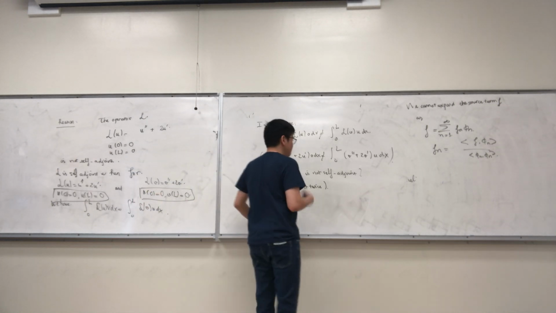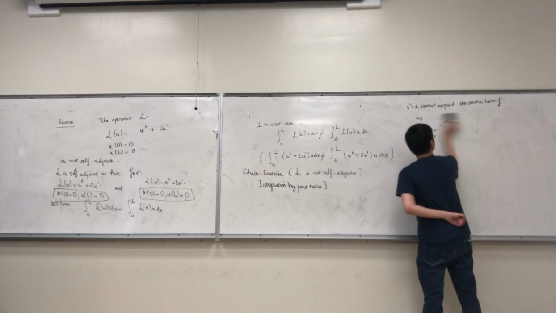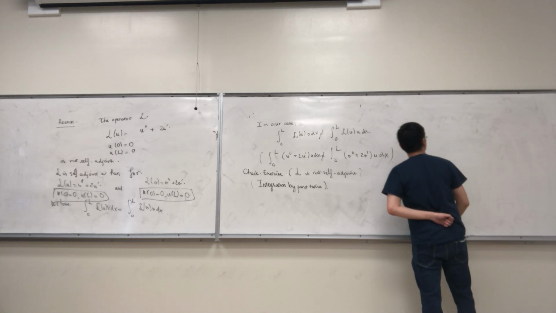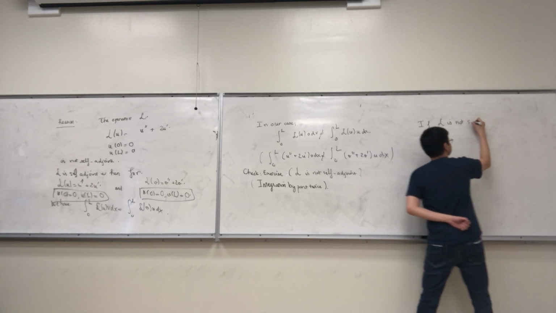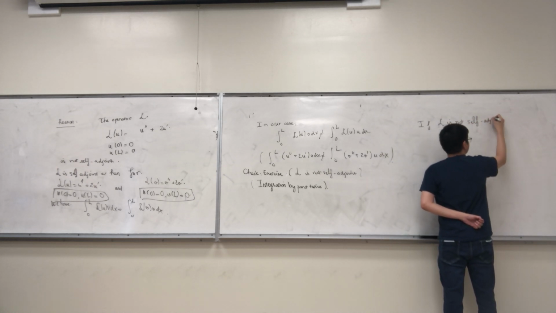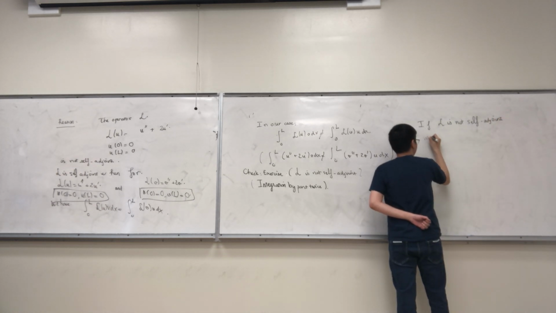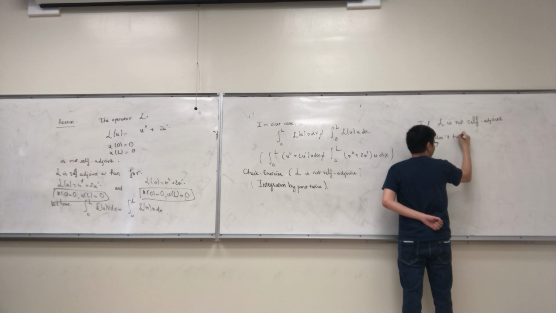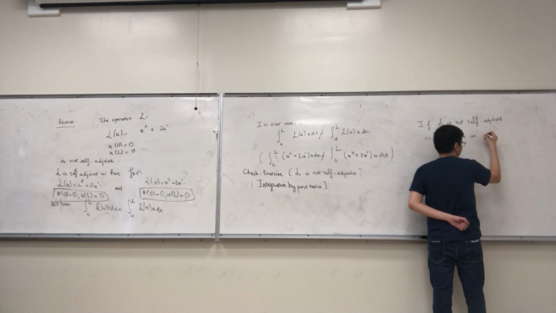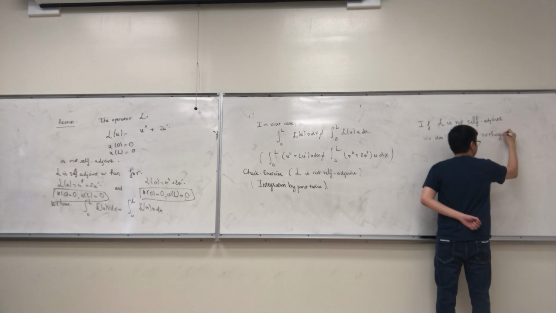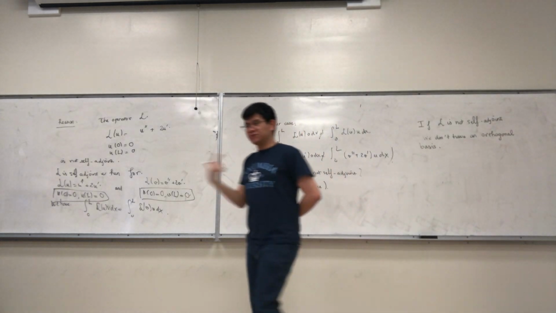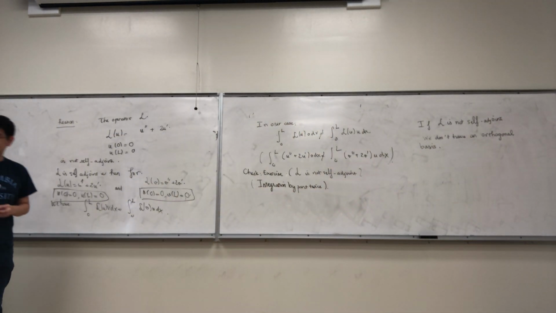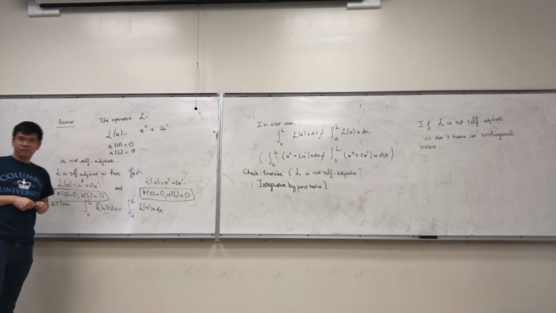So now the conclusion of everything will be the following. If L is not self-adjoint, we don't have an orthogonal basis. So we need a new tool to overcome this difficulty. Questions? Is it clear? Yes?